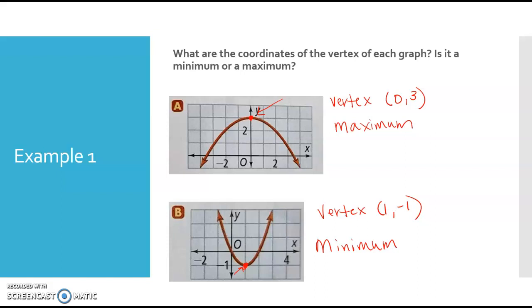What this would tell me is that A's graph would have a negative a value in front of that x squared, and B's graph would have a positive a value in front of that x squared. So that's where we're going to end this video. In the next video, we're going to go into how to graph and compare graphs. I will see you there.